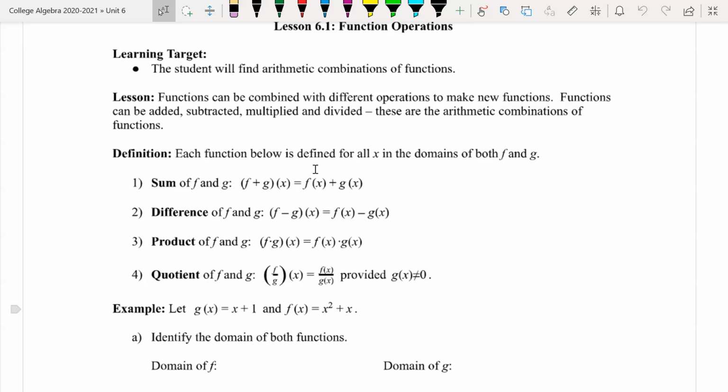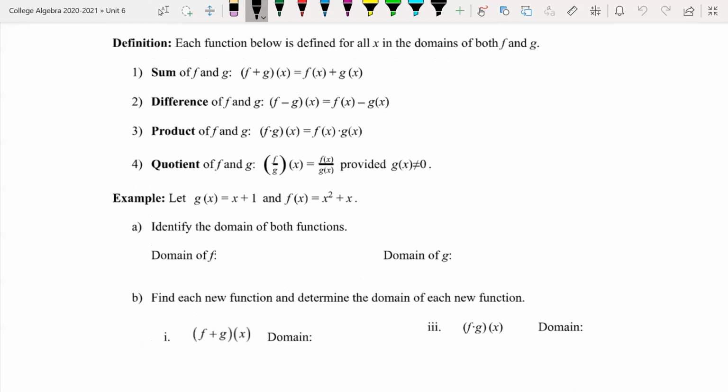So, identify the domain of both functions first off. So, my first function is g of x is equal to x plus 1. Well, as long as there's no fraction, my domain is going to be all real numbers. So same way here, second function, f of x equals x squared plus x, my domain is going to be all real numbers. So as long as there's no fractions, we're good. And we'll get to ones that kind of change that.